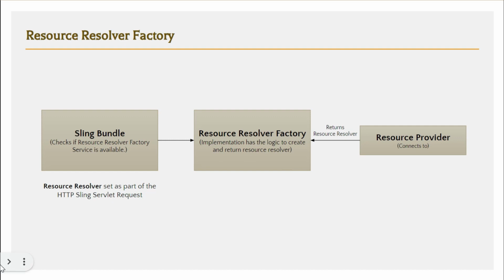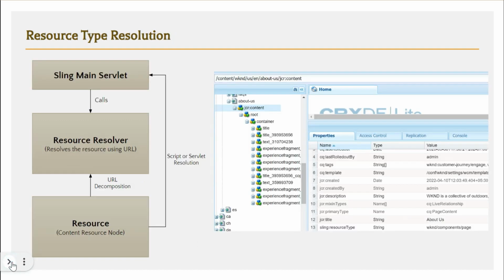So now what we need to do is actually pull that code. Let's see how the process works. Let us suppose the user is trying to access this particular URL, /content/weekend/us/en/about-us.html. So that's how the URL path will be requested from the browser. Then the first request comes to the Sling main servlet. Then the Sling main servlet will ask the resource resolver factory to create the resource resolver. So that is created now.